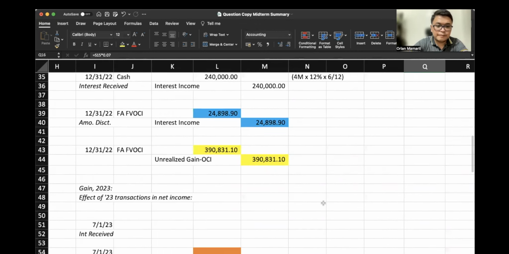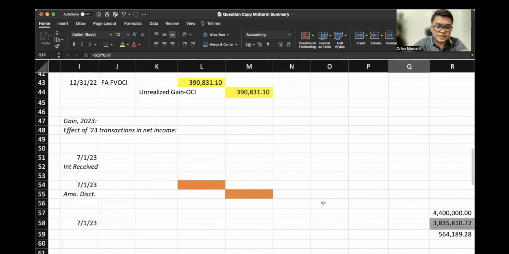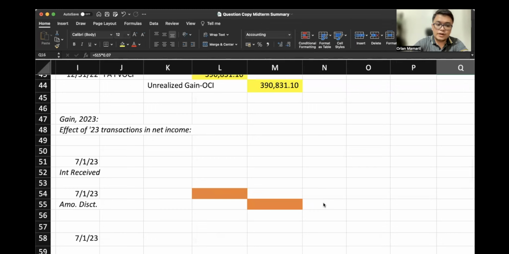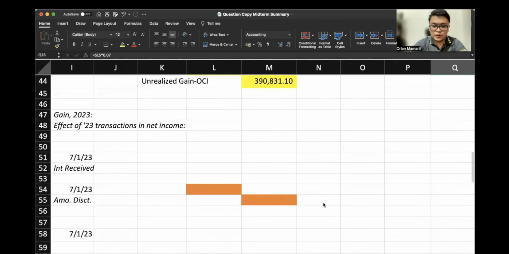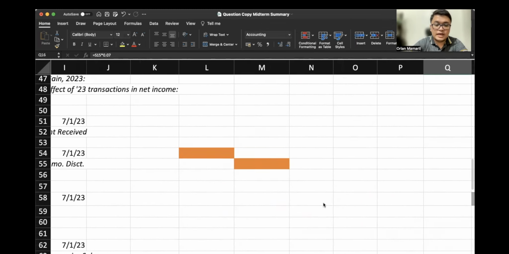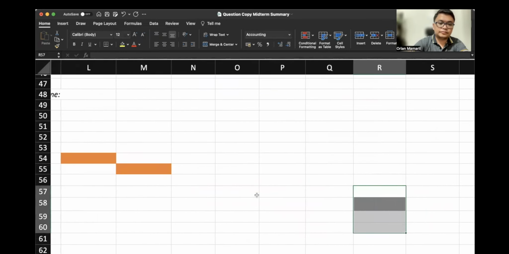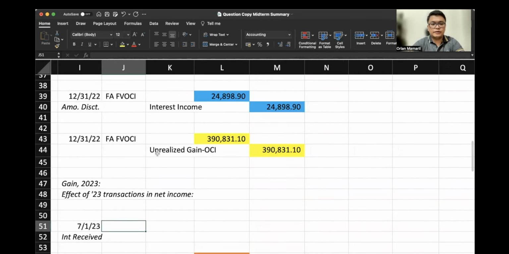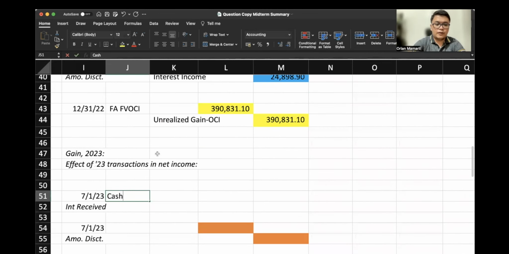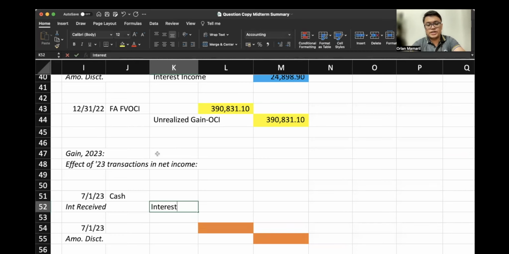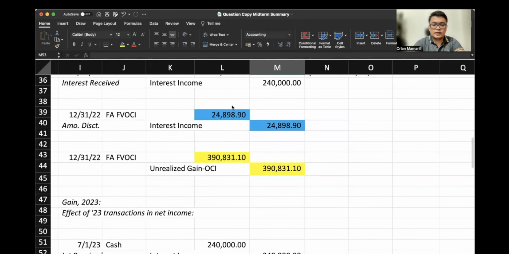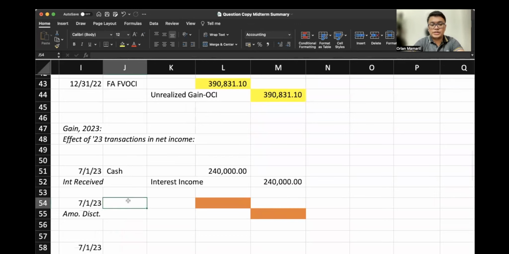Now, let's proceed. On the date of sale, once again, we first recognize the interest received, and then we recognize the amortization discount. Then we can talk about whether we have a gain or loss on sale. For 7/1/2023, once again, we have received the semi-annual interest, which is always the same: face value multiplied by 12% times 6 out of 12, that's 240. And then we also recognize the amortization of discount.